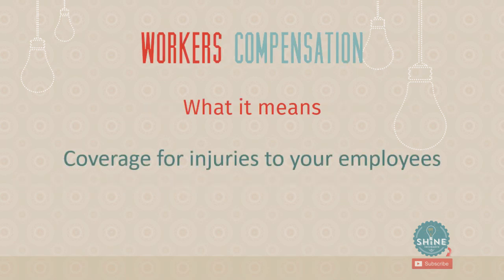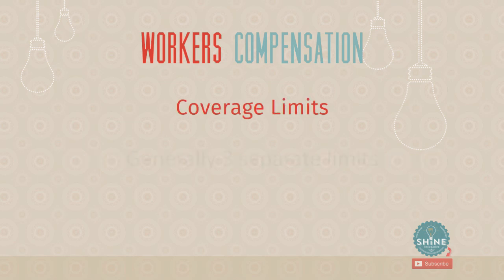All right, let's dig into workers' compensation. Workers' compensation, sometimes called workers' comp or work comp, simply means coverage for injuries to your own employees. Coverage for injuries to your employees. Now, there's a coverage limit that's generally set up for 3 separate numbers. So 100, 500, 100, is an example. So let's break down what those numbers mean. A lot of times that's confusing.